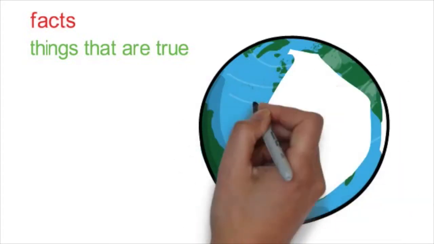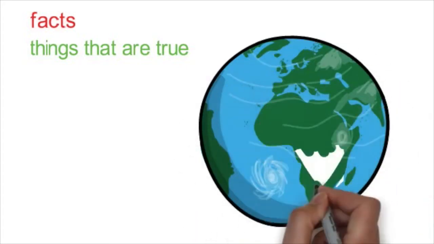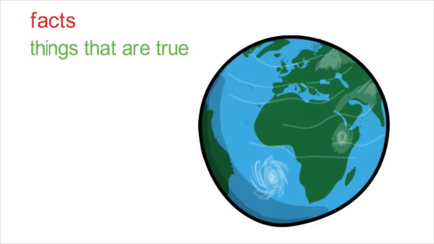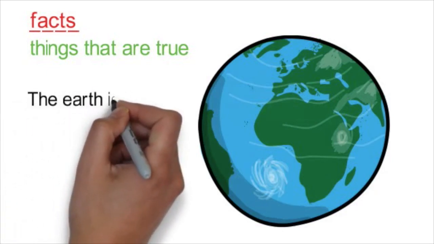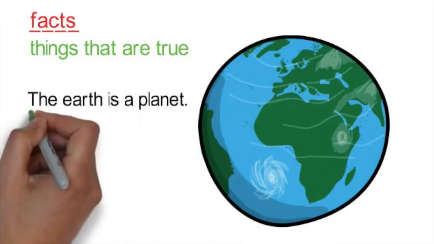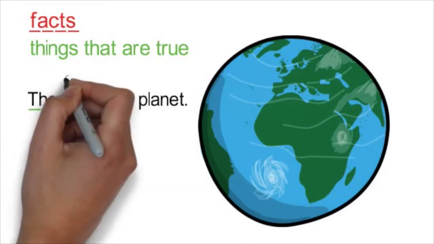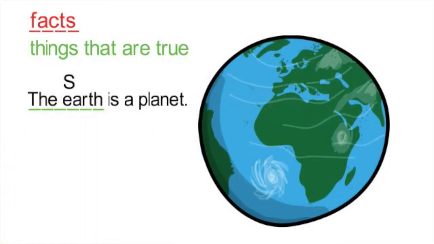First, facts. Facts are things that are true. For example, let's think about the Earth. We can make many sentences using facts about the Earth. These sentences all use present simple verbs. First, the Earth is a planet. In this sentence, the subject is the Earth and the verb is the be verb. Remember that the present tense be verb has three forms. In this case, we use is.